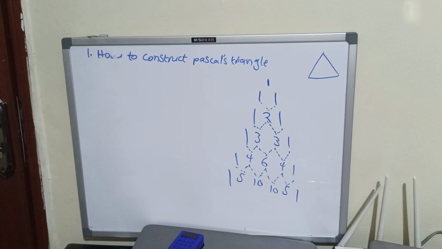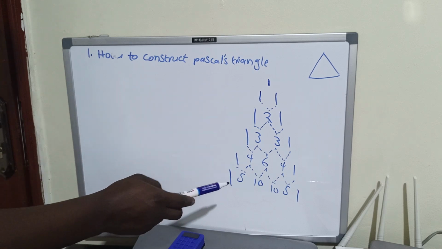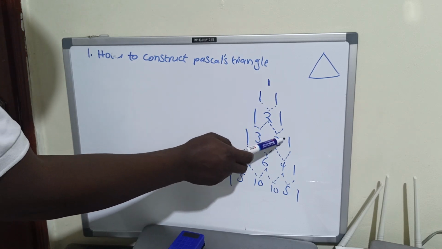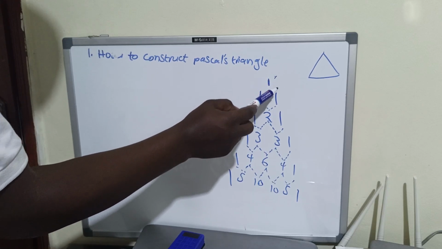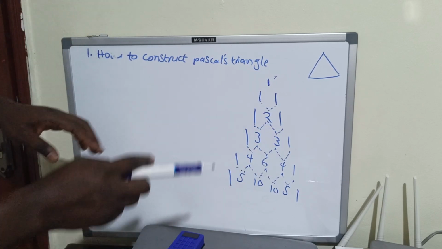Our whiteboard is falling. The Pascal triangle is endless. It can continue. It is infinite. It can go till the nth term, where n is infinity. So, after constructing it, you can see it is 1, 2, 3, 4, 5, 6, whereby this is power 0, 1, 2, 3.